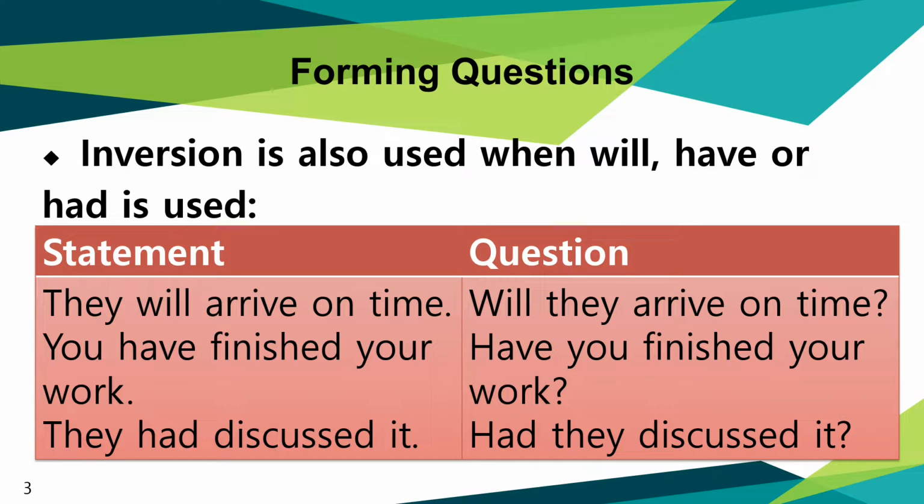Inversion is also used when will, have or had is used. So when we are using will, we will be forming questions for the future indefinite tense. Have and had are used in perfect tenses. They will arrive on time. We will change the position of the subject and the modal verb will, and form the question. Will they arrive on time?